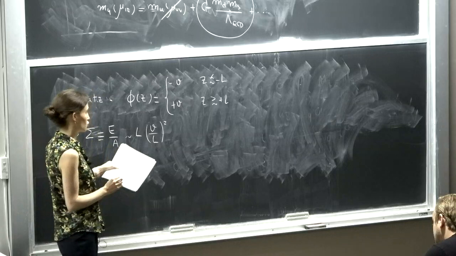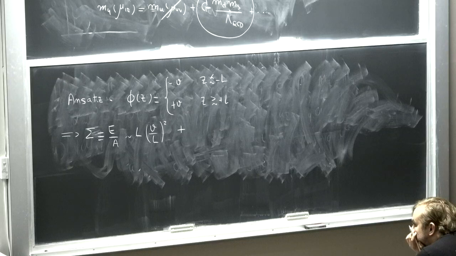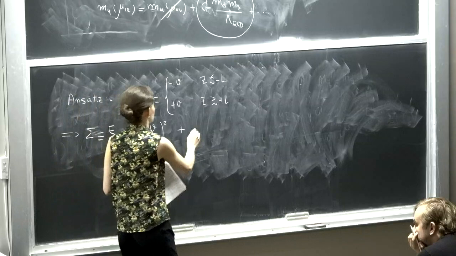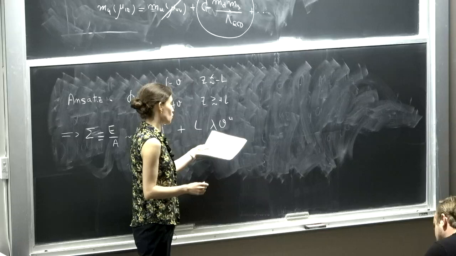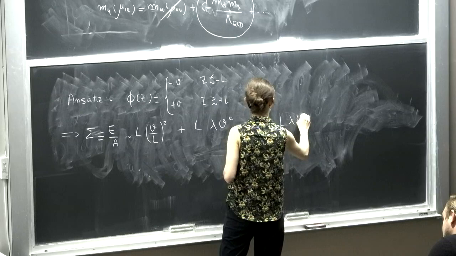And then from the potential term, we know that in the domain wall, the value of phi is not at its minimum, so we can estimate that by putting the potential at roughly the typical size, which is the quartic coupling times the typical scale to the fourth. So overall, we get something like V squared on L plus L lambda V to the fourth.